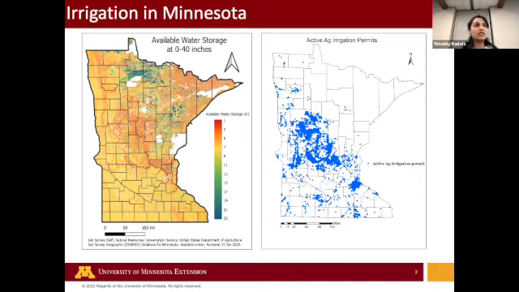The reason behind that is the soils. So these soils, they cannot hold much water for a longer period of time. So they need irrigation for crop production. So that's the main reason why we are irrigating these soils.